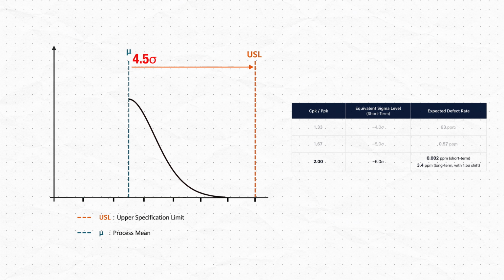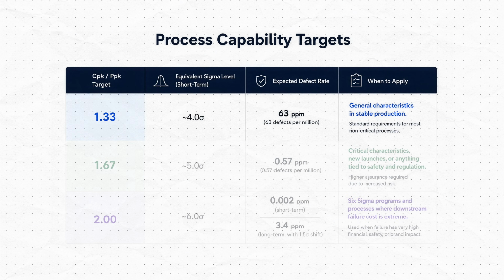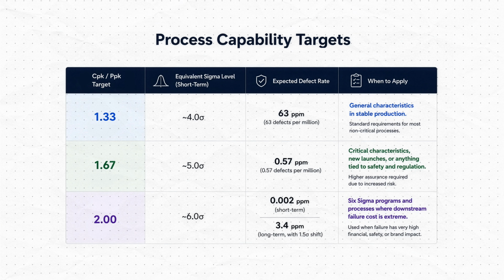So which target should you use? Match the requirement to the consequence of failure. General characteristics in stable production, 1.33. Critical characteristics, new launches, or anything tied to safety and regulation, 1.67. 6 sigma programs and processes where downstream failure cost is extreme, 2.00.